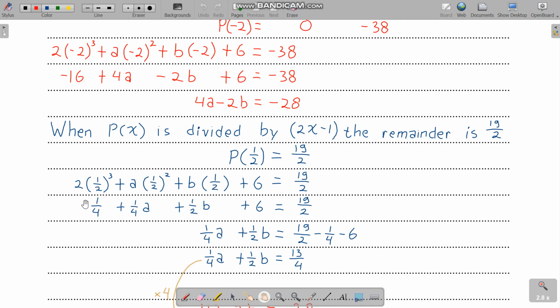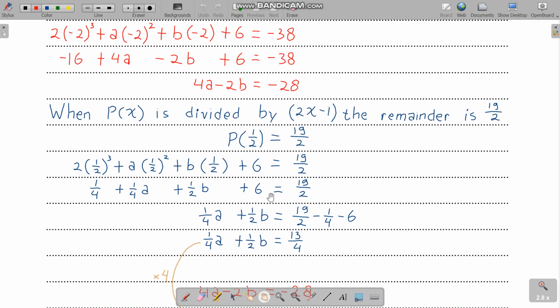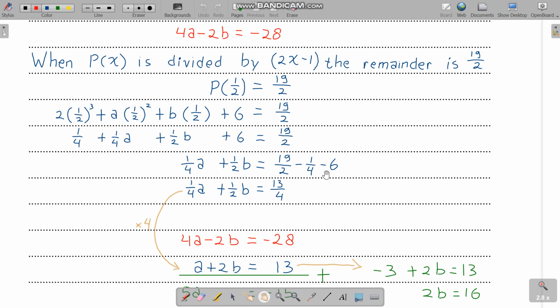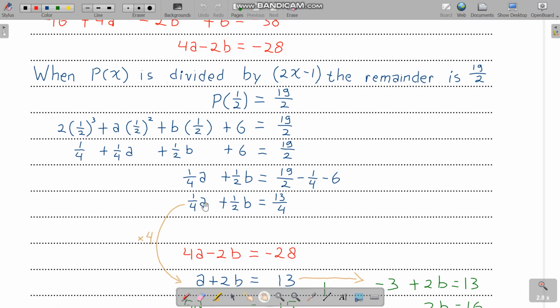This is 1/4, 1/2 b, and you move the constants. 1/4 plus 6 is 25 over 4. So you subtract both sides by 25 over 4. So just use your calculator here, just move everything to the left, right, and then use a calculator. You get 13/4. So we have the second equation in a and b.